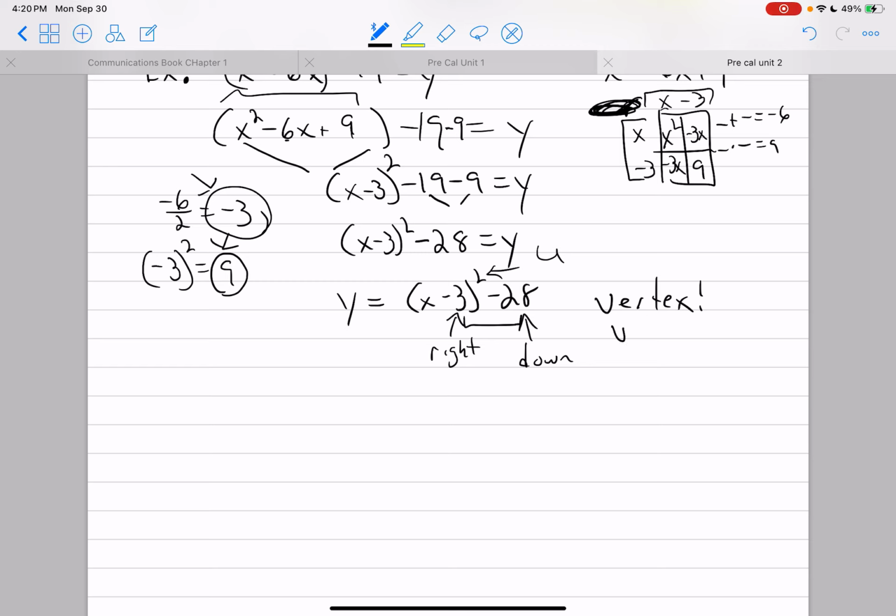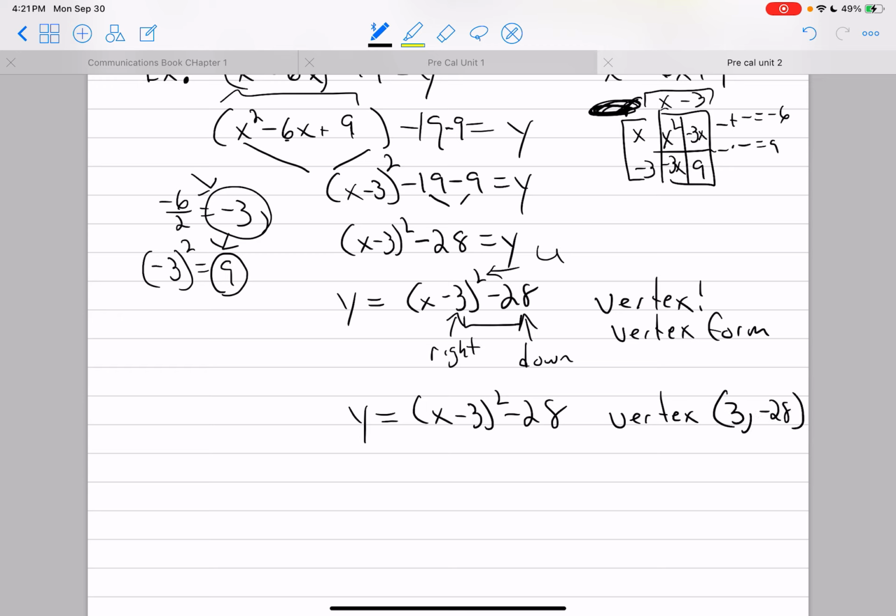That's why this is called vertex form. So, if I have y equals x minus 3 squared minus 28, the vertex sits at 3, negative 28. Remember, when it says minus 3, I always do the opposite of that, so it's 3. And this tells me go down 28, negative 28. That's where my vertex is. This is my vertex form.